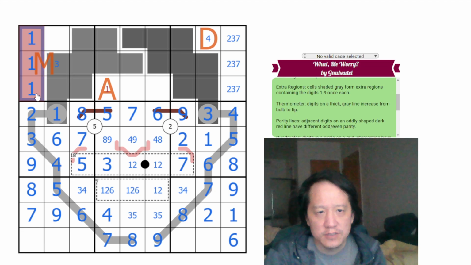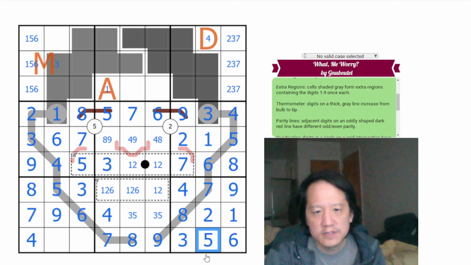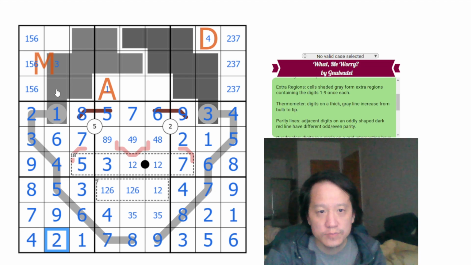So the 1 has to be here. The 1 has to be here. The 5 has to be here because of these two. And the 6 also has to be here because of these 3. So this has to be 4. So this is 4. This is 3. That's 4. This has to be 3. This is 5. We have 1 and 2. So this is 1. This is 2.